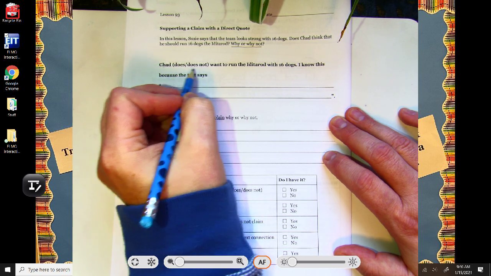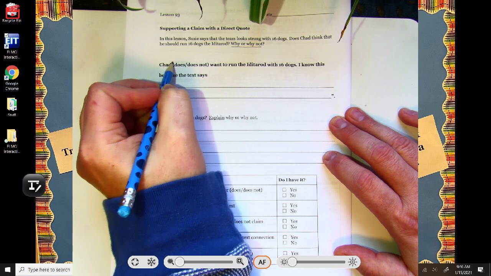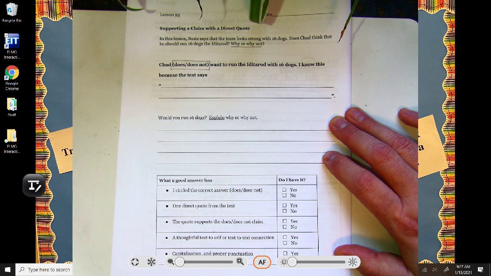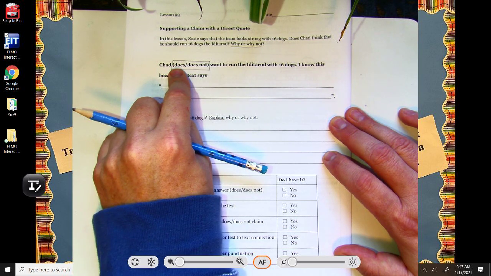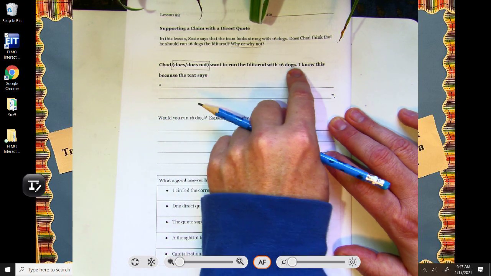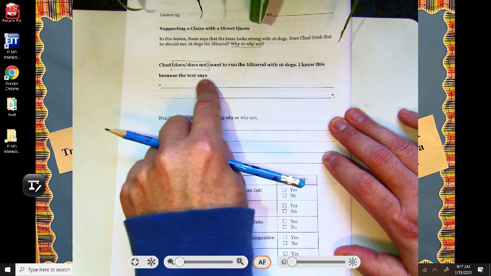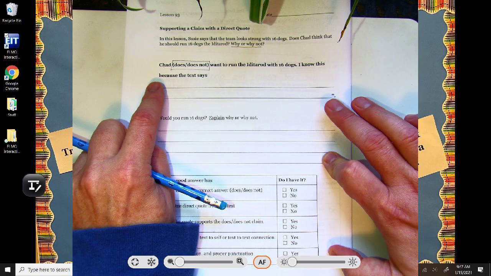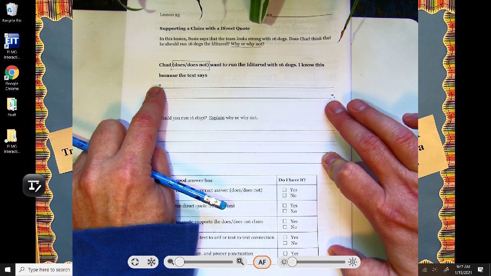Chad does or does not. So scholars, you need to circle one of those. Either circle does or circle does not want to run the Iditarod with 16 dogs. I know this because the text says, and then we have quotation marks here. So directly from the story, right?